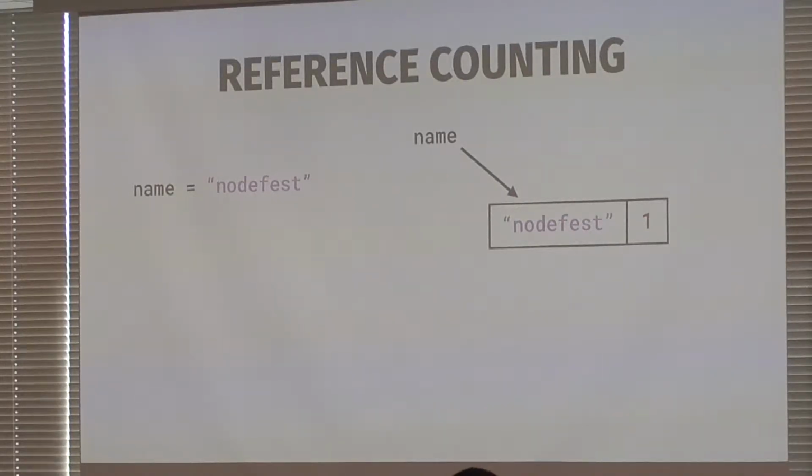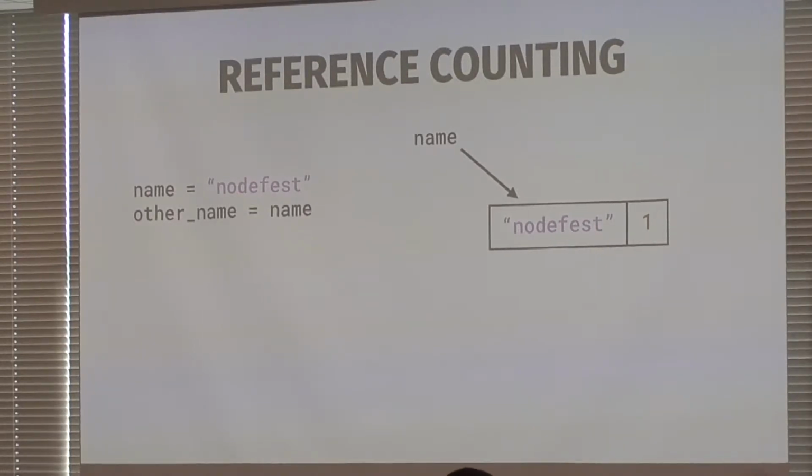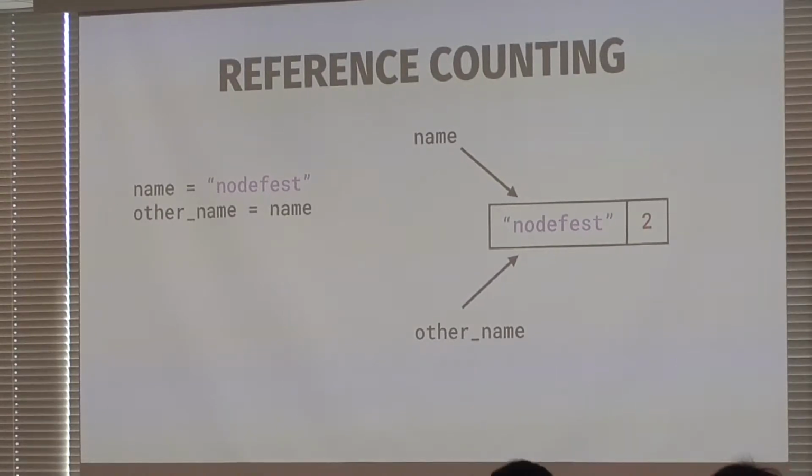Nodefest gets an address, gets put in a little box. It's a little bit more complicated than that, but you get the idea. And then name points to nodefest. So one thing, the variable name is pointing to it. Then I have the very creatively named variable other name, which I will point to the same thing. Now nodefest has two references, so it's clearly still in use. We cannot get rid of it.